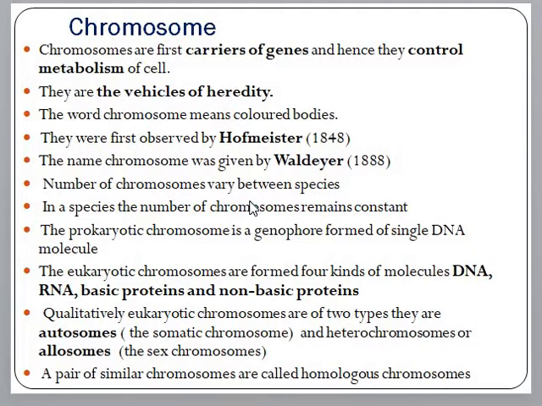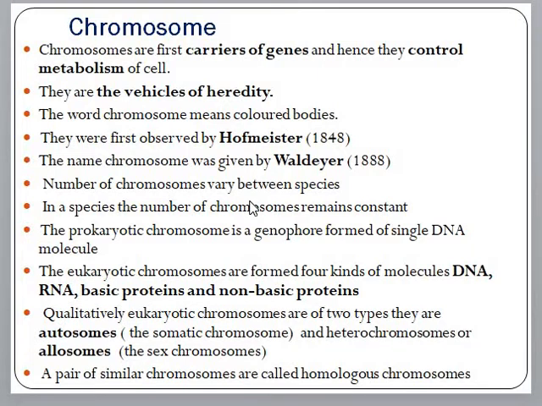Within a species, the number of chromosomes is common, but among species, the number of chromosomes will vary. In the cells of a species, the number of chromosomes will be a constant. In the case of prokaryotes, the chromosome is a genophore. It's a single DNA molecule. Eukaryotic chromosomes are formed of four kinds of molecules. They are DNA, RNA, basic proteins and non-basic proteins.